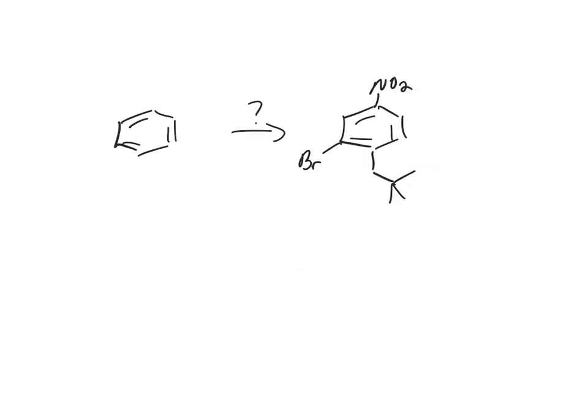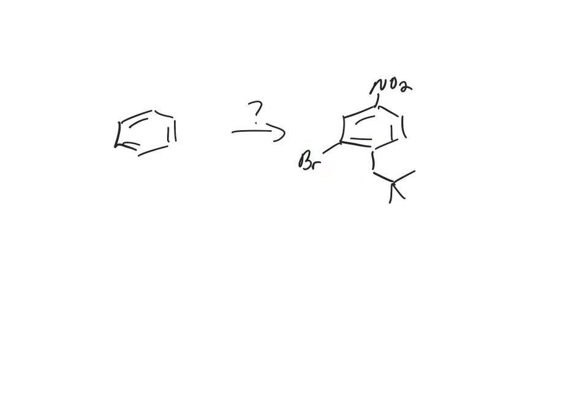So a retrosynthetic problem with electrophilic aromatic substitution. You're going to start with a benzene ring. You need to add 3 things. So the first thing you need to do is look at the relationship between all 3 things. What are they to each other, right? And also think about what's electron withdrawing, what's electron donating, right? So you have 3 things on the ring.